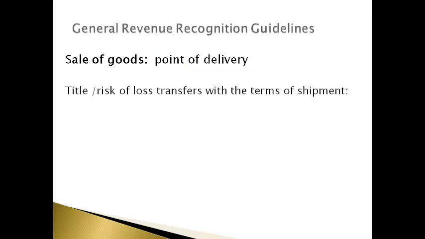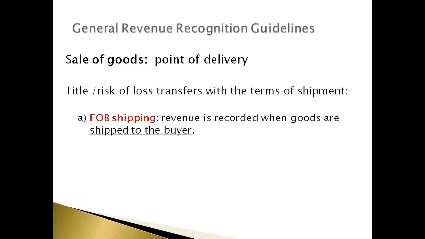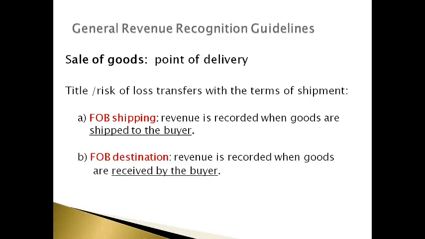There are a few guidelines that are generally followed. The revenue for sale of goods is recorded when the goods are considered delivered to the customer. When the goods are considered delivered to the customer is determined by the terms of shipping. FOB typically means freight on board. The term FOB shipping means the goods are considered delivered when the goods are shipped. The term FOB destination means the goods are considered delivered when the goods are received by the customer. These terms determine who owns the goods while the goods are in transit between the point of shipping by the seller and receipt by the buyer.